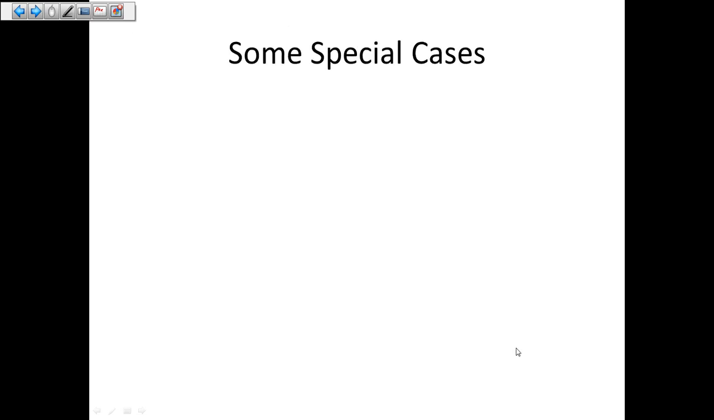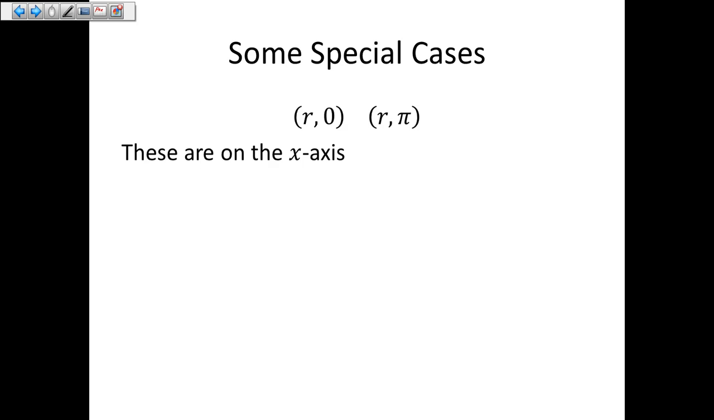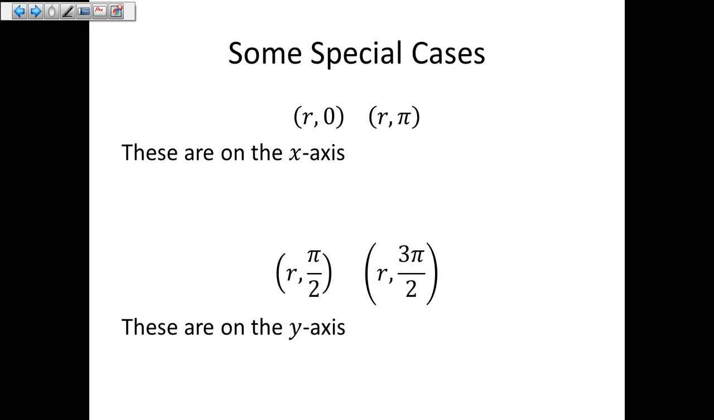Okay, so let's talk about some special cases. These are things that I want you to kind of recognize to avoid a whole lot of work for yourself. If you see r comma 0, doesn't matter what the r is, positive, negative, don't care. If you see r comma 0 or r comma pi, these points are on the x-axis. Are they on the left side or the right side? It kind of depends. Is that r positive or negative? If you see r comma pi over 2 or r comma 3 pi over 2, these points are on the y-axis. So if you recognize these special cases, you can save yourself a whole lot of work.